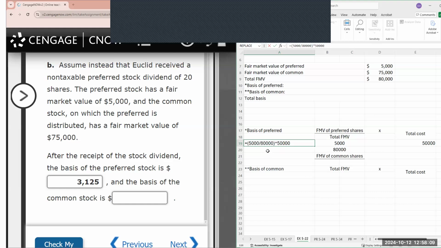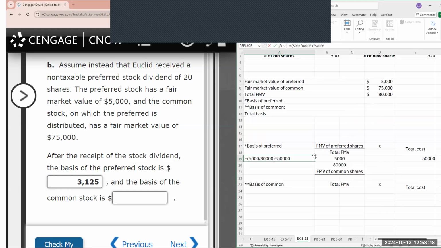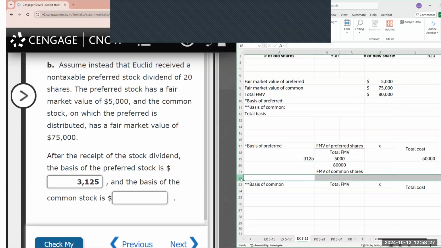So once we get that allocation, we multiply it by the cost basis, which we calculated before, or the amount that was given before of $50,000. So therefore, $3,125 would be allocated to the preferred stock. And we essentially do the same thing for the common shares.